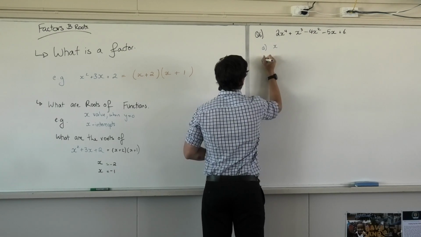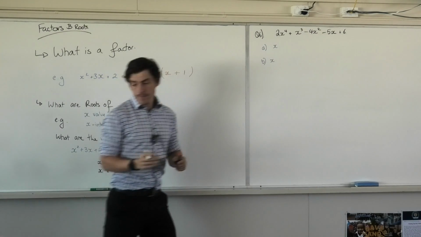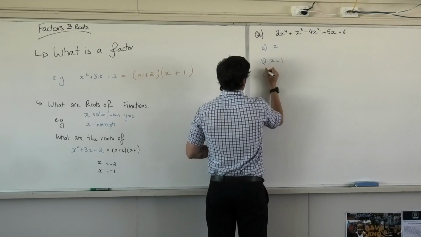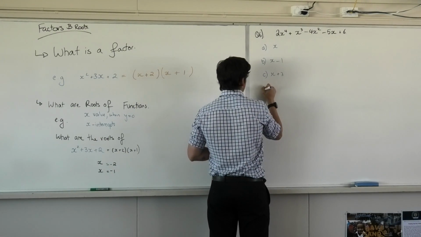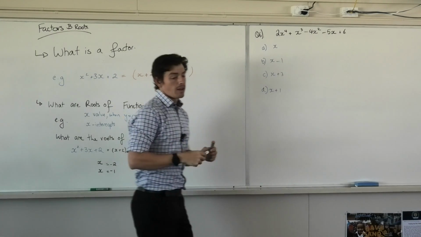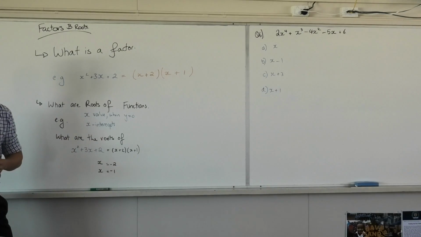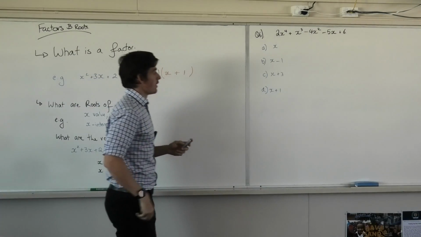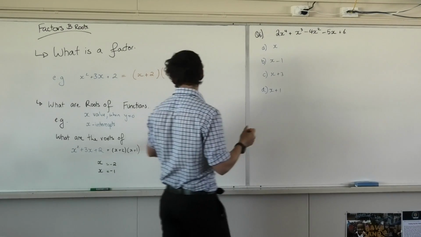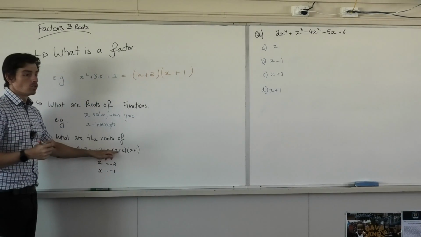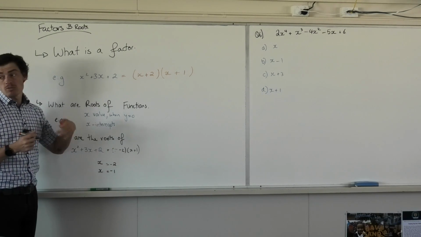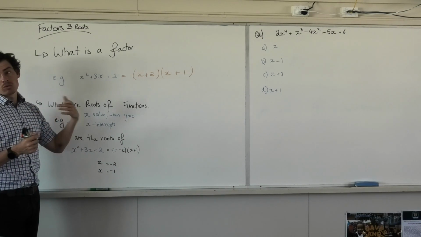They give us A, x. B is x minus 1. C is x plus 3. And D is x plus 1. Now remember with our factors and our roots, if this factor is a root, I'll start with this one we have here. With our null factor law, what does x plus 2 got to equal? x plus 2 must equal 0, which means x must equal negative 2.